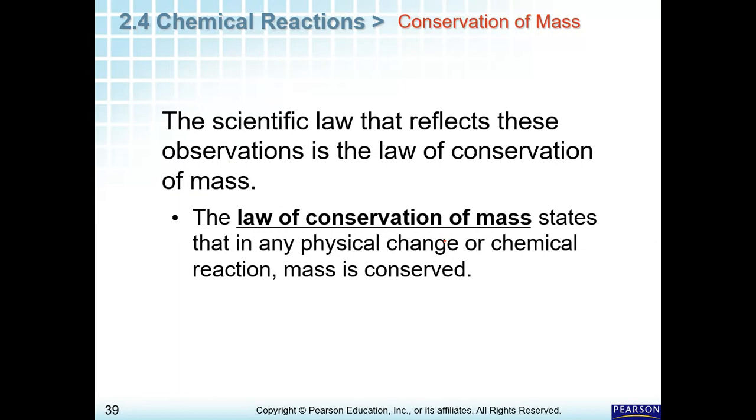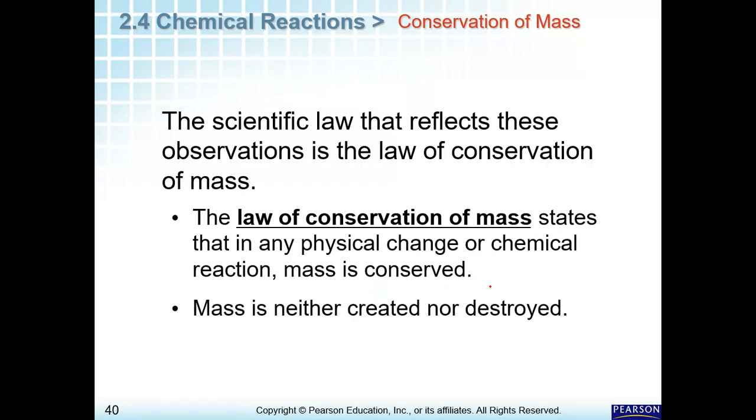The definition we use for the law of conservation of mass is that in any physical or chemical change, mass is conserved, or we can say stays the same. Another way we can word that is mass is neither created nor destroyed. You can't create mass out of nothing and you can't just destroy it. It's usually going to be transferred or transformed.